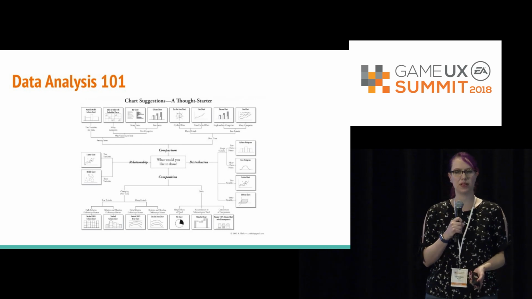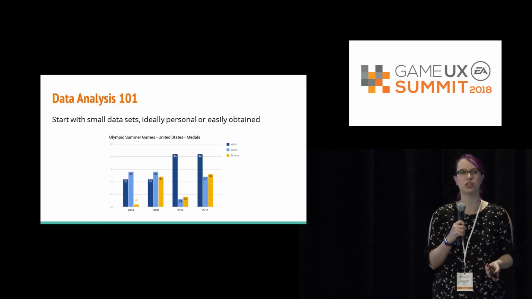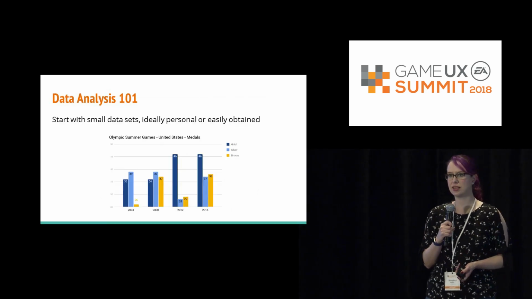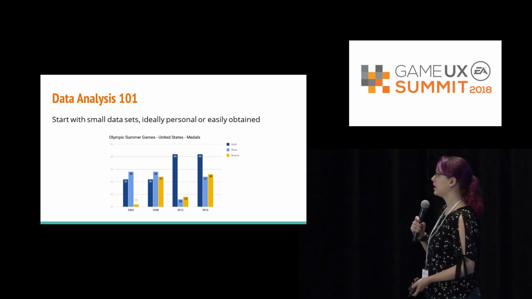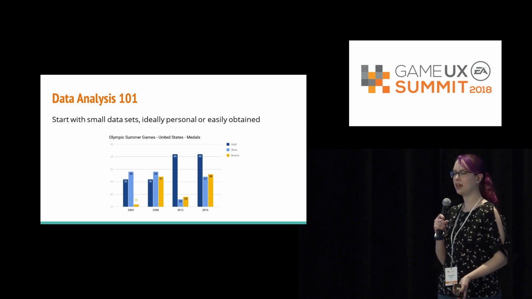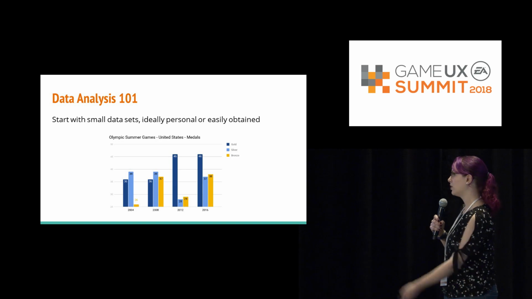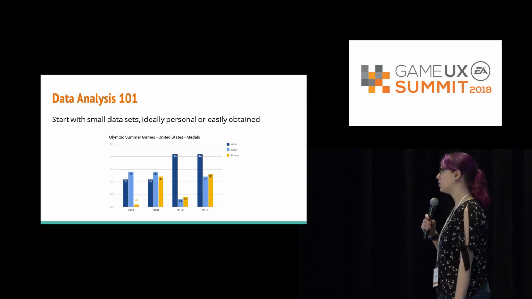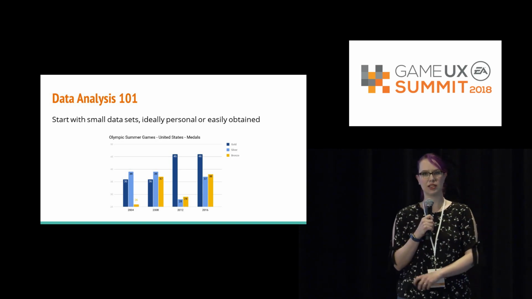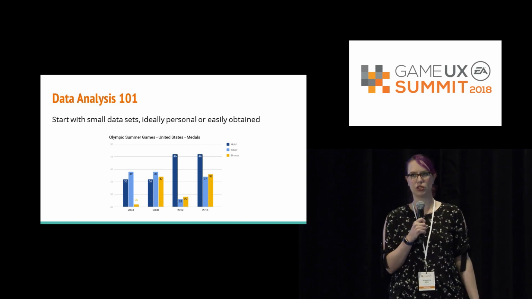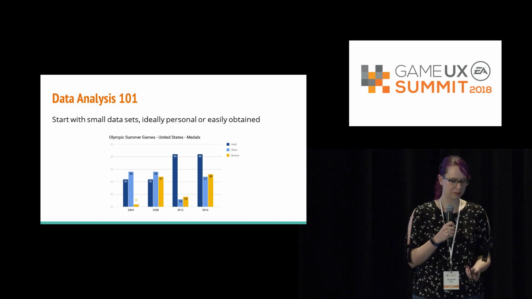So this is an example of how I walk them through, like, here's how you can improve a chart. I start with a small data set that's easily accessible. So for example, Olympic Summer Games medals, I forget which, for 2004, 2008, 2012, and 2016. Something easily everyone pays attention to during this time.